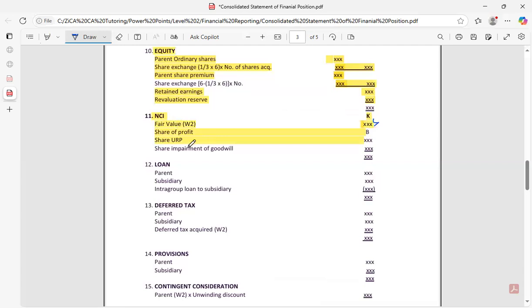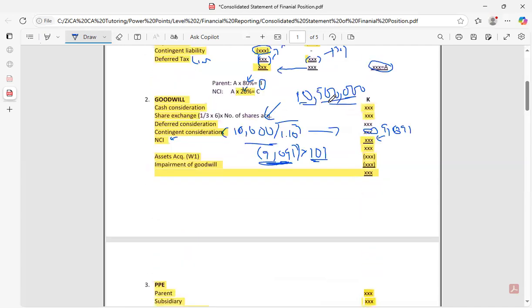And then share of profit. So this share of profit, again, it's not supposed to be B, near per share of profit that you have from the assets acquired.